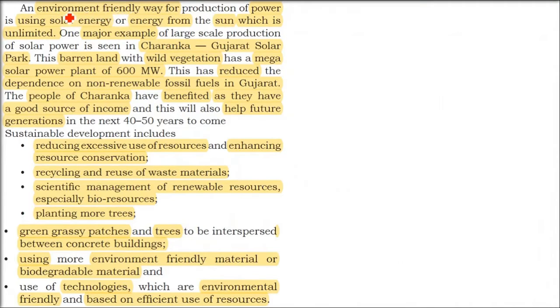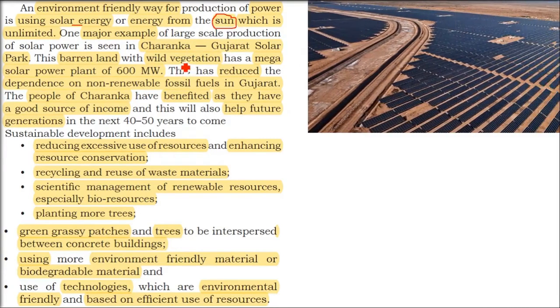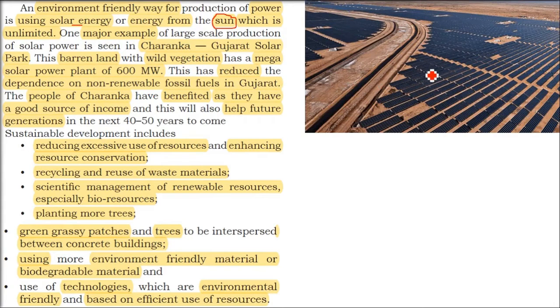Environmental friendly means anything which is not harming the environment. So what are the ways, the processes or techniques, to generate energy? Because if we use any kind of energy right now, it will produce pollution and global warming, etc. So the sun is unlimited. Why don't we use solar energy?